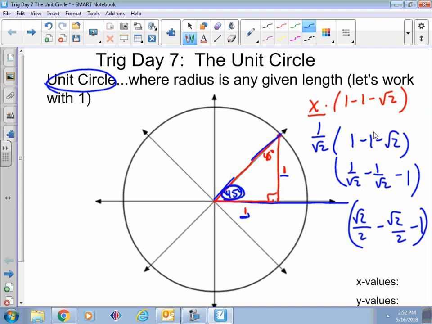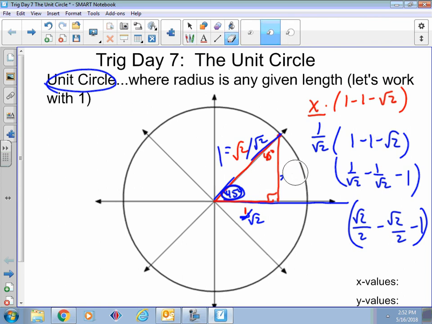Why is that helpful? I just took all of these sides and divided them all by root 2. That way, that hypotenuse side can become a 1. After I rationalize these other legs, they become root 2 over 2. The hypotenuse side here is 1.